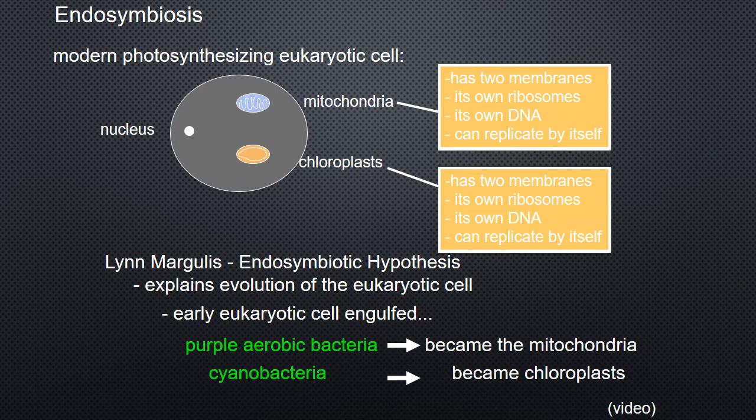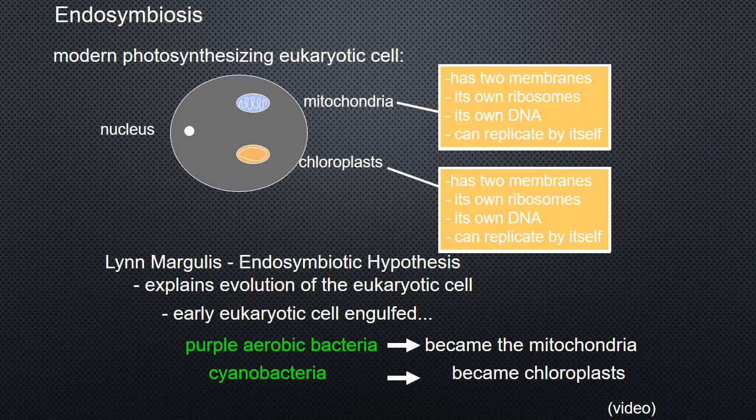Some evidence for that is that mitochondria have two membranes. So that would be the original prokaryotic membrane, and then the outer membrane being the LUCA prokaryotic cell having used endosymbiosis to wrap it in that second membrane. Mitochondria also have their own ribosomes and their own DNA, and they can replicate by themselves, like an individual cell can do.